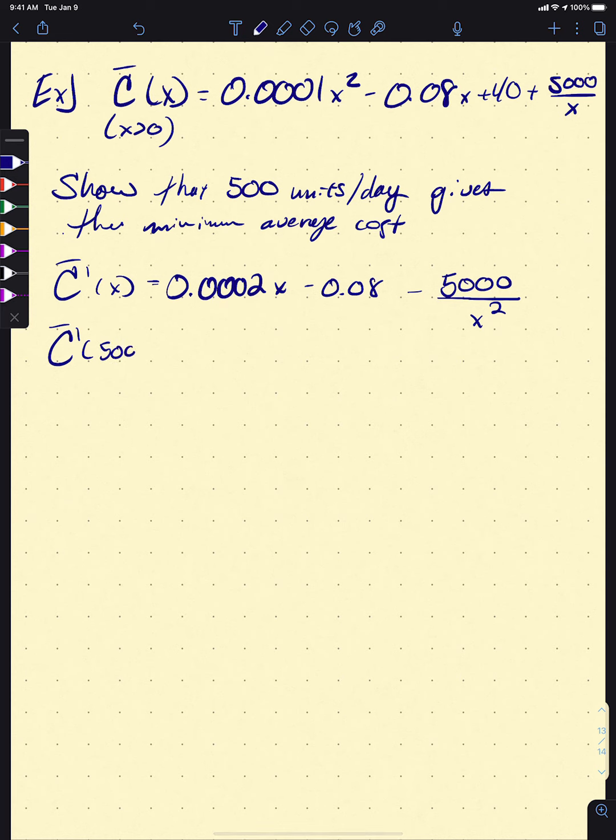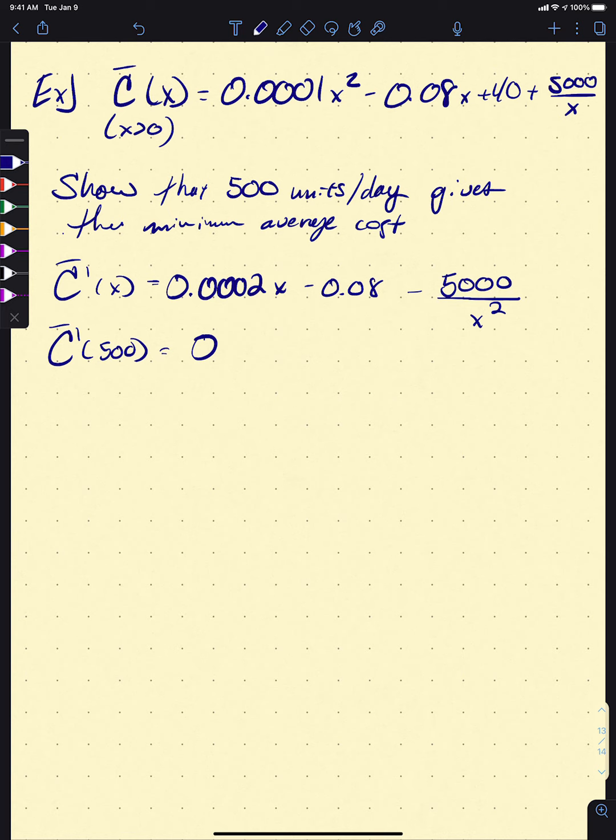So our first step here is actually going to be showing that c bar prime of 500 equals 0, right? Because that will mean that it's a local extrema. That's sort of our first step, since it's in the interior of our domain here. And believe it or not, if you go to your favorite calculator, plug this in, would you look at that? It equals 0, almost like 500 was selected on purpose. So we know that it's a critical number.